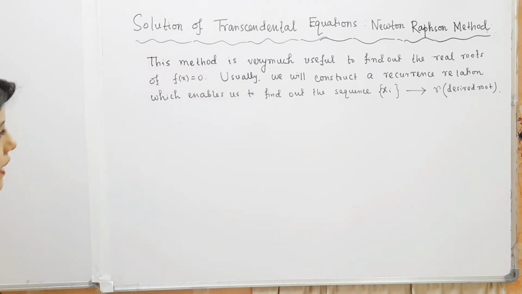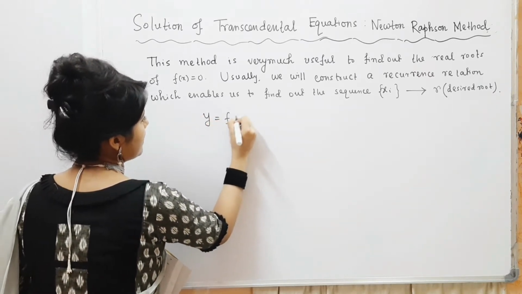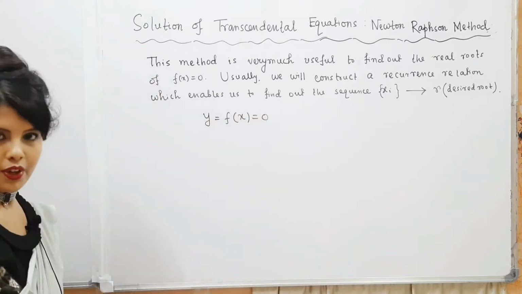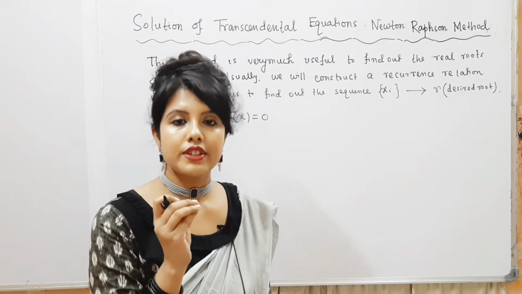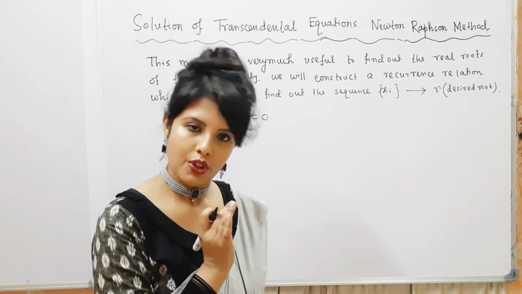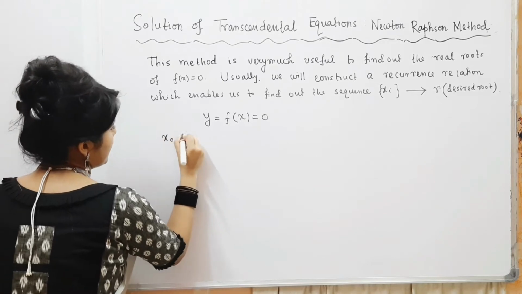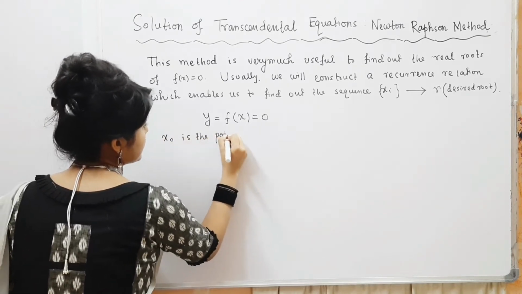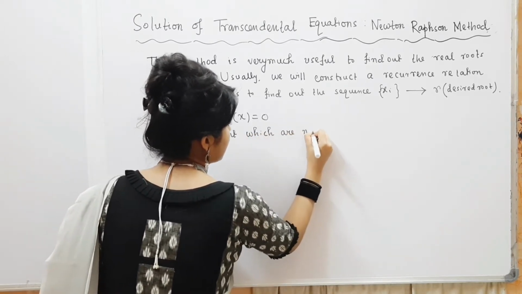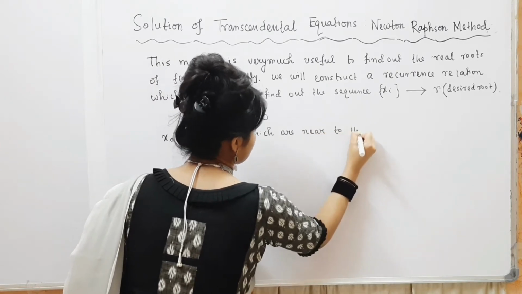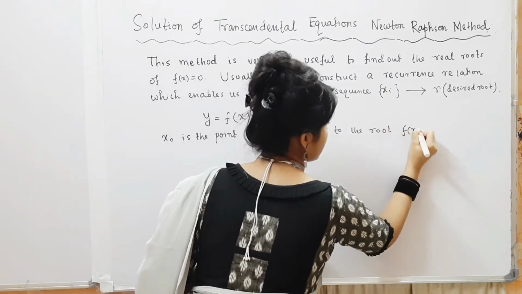So what is the essence of this method? Consider the equation y equal to f of x equal to 0. First I will select a number x0 which is very close to the root. x0 is the point which is near to the root of f of x equal to 0.